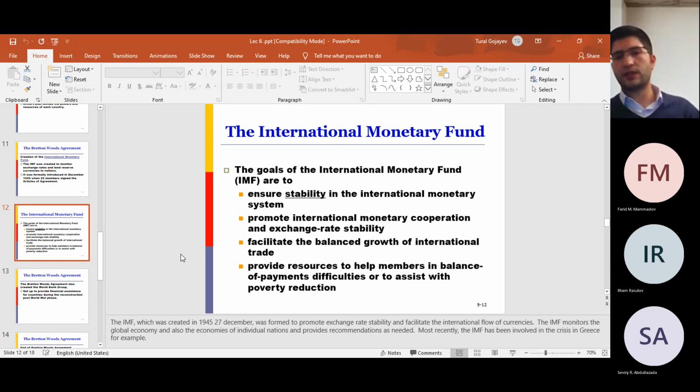To provide resources to help members with balance of payment difficulties, this is related to a deficit in the budget, or to assist with poverty reduction. At the same time, for poverty reduction, there are some other economic organizations especially dealing with and helping member countries. So the IMF also gives some support regarding this.